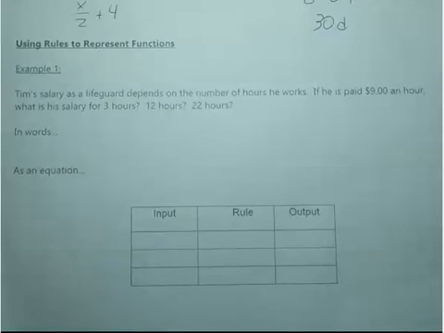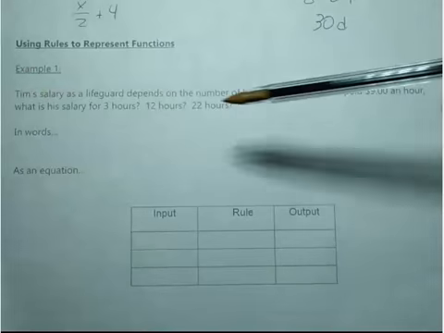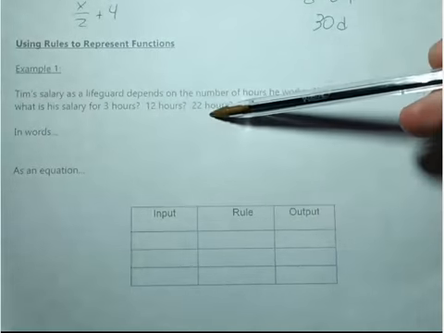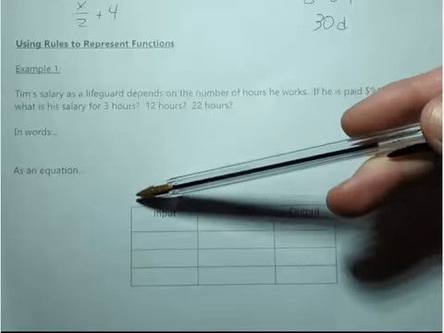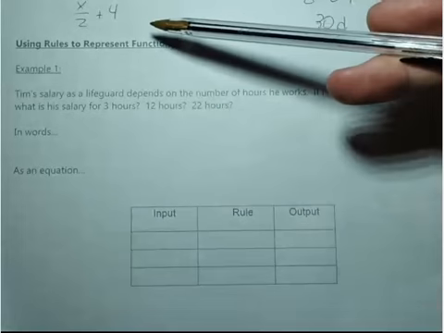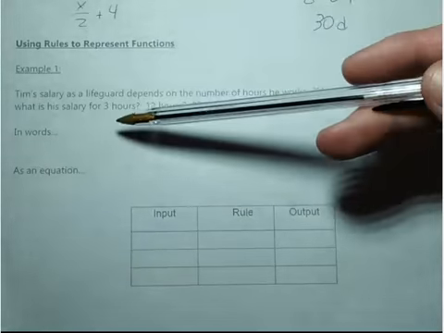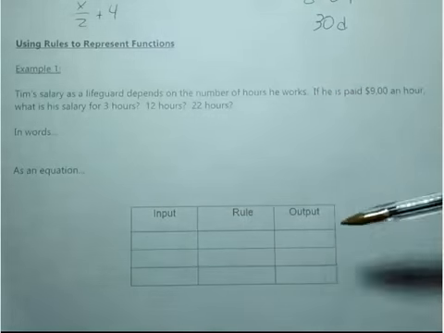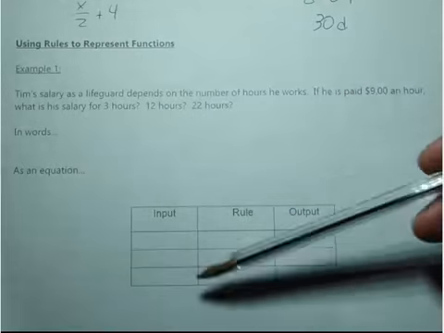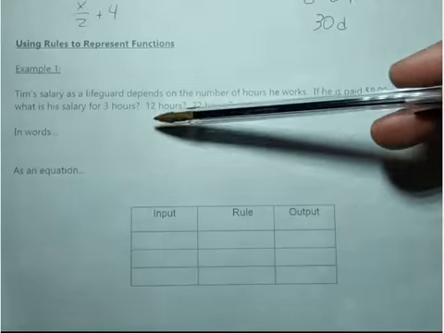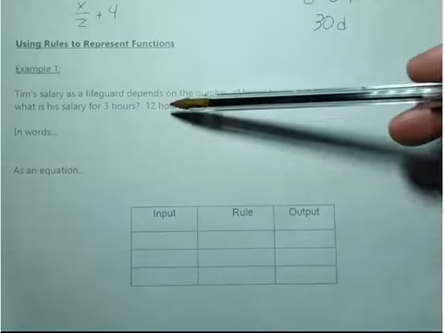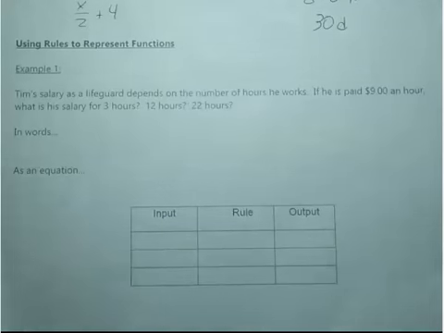So I've kind of broken it down for you. I have a section where you basically write down, in your own words, what this problem is saying. Then we can figure out, like we did up top, what it's saying from the words to make an equation. And then I'm going to show you how we're going to use this table to plug in 3 hours, 12 hours, and 22 hours to figure out his salary, or his check, after working each of those amounts of hours.